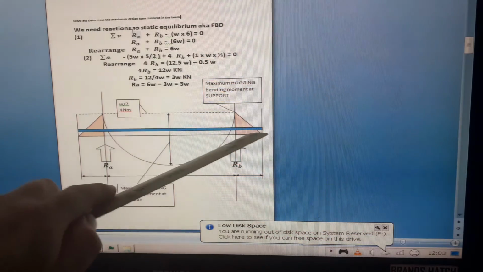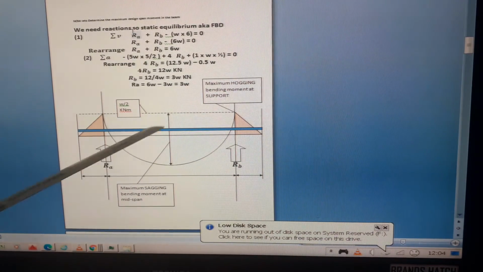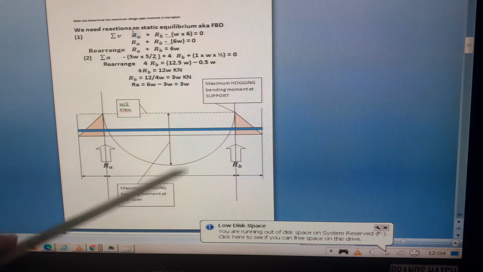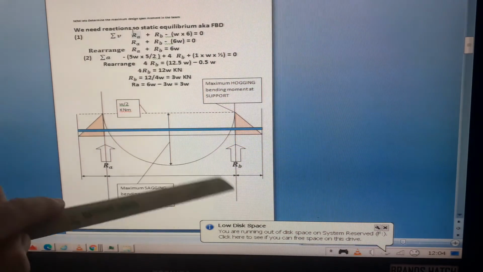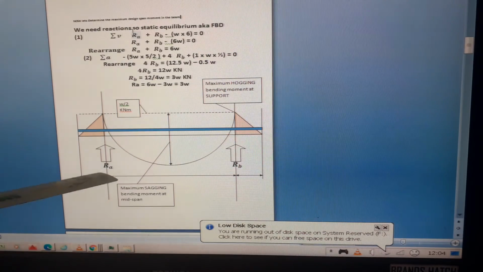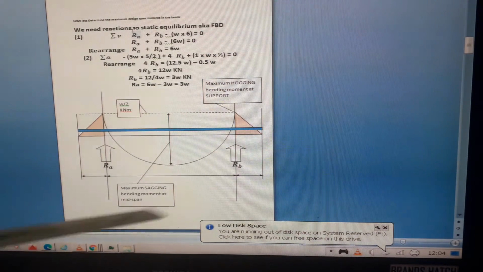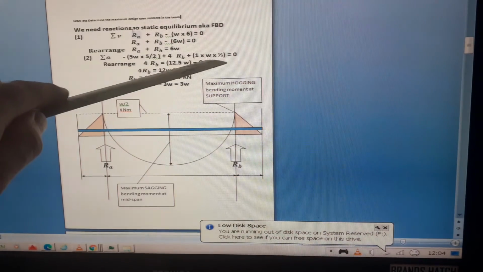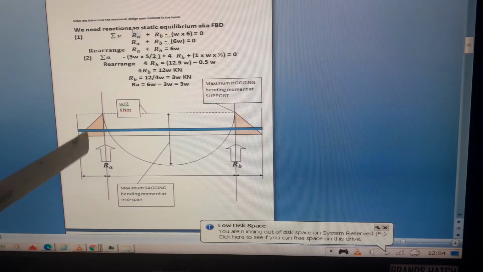We have this part of the UDL that's 5 meters long, 5 meters times W, and the lever arm is 5 over 2. Then plus 4 times RB, the lever arm being 4 meters, going anti-clockwise. This little bit of cantilever on this side is also going anti-clockwise about A. So we have 1 times W times a half, the lever arm of the UDL over the cantilever. So we rearrange that equation.